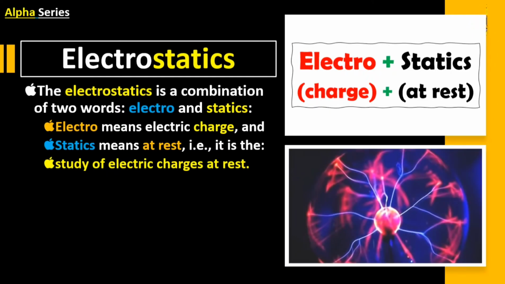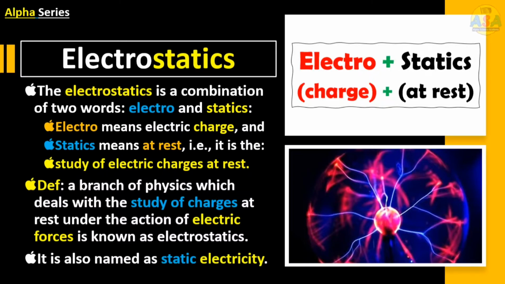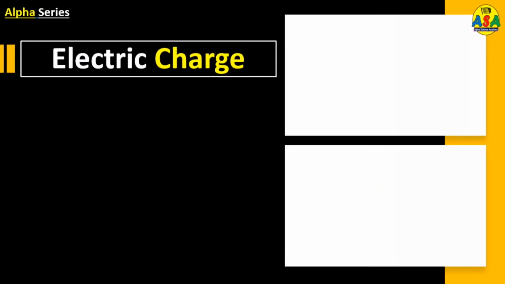What is its definition? Let's see its definition. A branch of physics which deals with the study of electric charges at their rest position under the action of electric forces is known as electrostatics. That means whenever we are studying the electric charge in its rest position, we are basically studying electrostatics. Since here we deal with charge in its rest state, that is why electrostatics is also named static electricity. Let's move on.